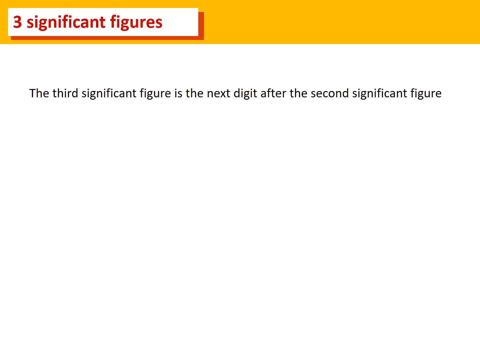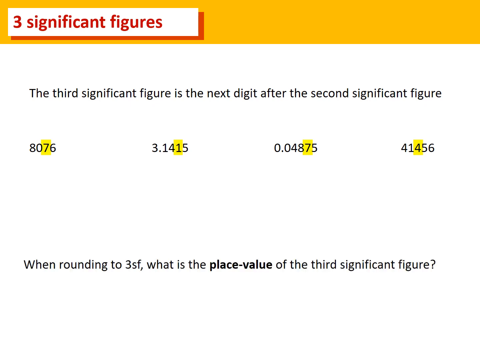And in our final example, 3 significant figures. The third significant figure is the next digit after the second significant figure. So, in this case, it would be the 7. In the second number, it would be the 4. In the third number, it would be the 7, because we would ignore these 2 zeros. The 4 is the first, that's the second, that's the third significant figure. And in the final number it would be that second 4. So that's our place value highlighted for us.